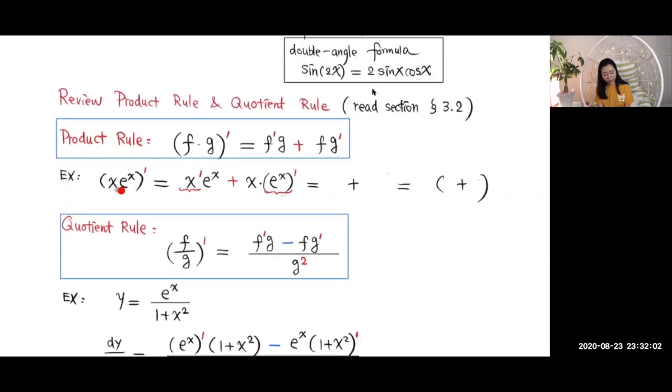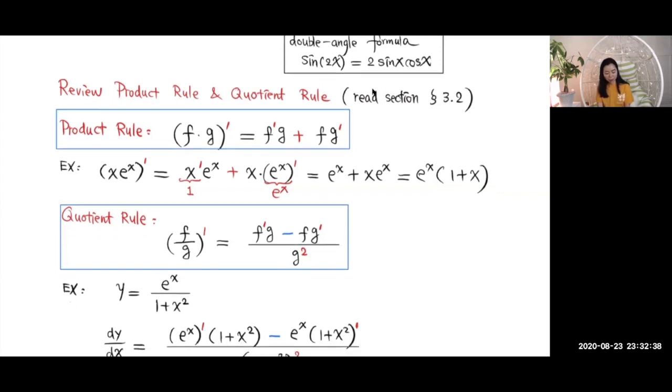So for example, for this function, we'll differentiate the x first, and then in the second term, we'll differentiate e to the x. The derivative of x is equal to 1. The derivative of e to the x is e to the x itself. So the result here is this. Now we can take out the common factor, e to the x. So we have e to the x times 1 plus x in the parentheses.